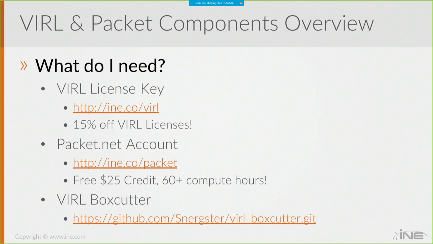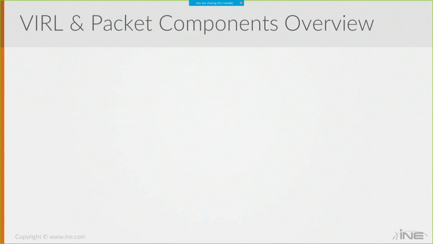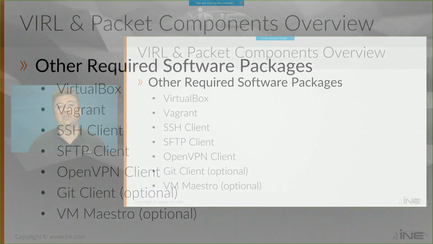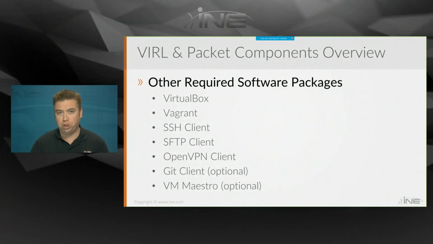And then last and not least, you need the VIRL box cutter virtual machine, which is hosted on GitHub, and we're going to go through here specifically what are the individual components of that and then how we actually launch the process. So beyond this, in terms of other software packages that you need, we need to basically launch the VIRL box cutter virtual machine, which is going to run in VirtualBox and Vagrant in my particular example. So Vagrant basically being like an automation and orchestration type software.